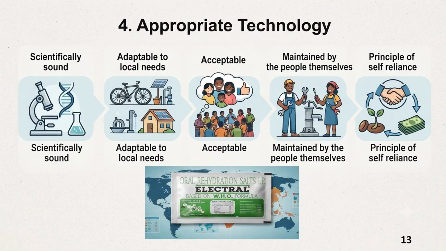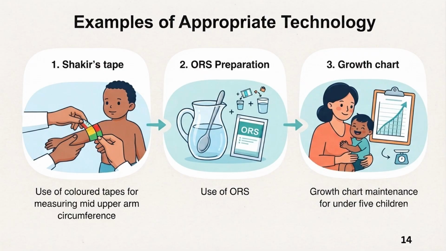Self-reliance means those people can follow that healthcare services without help from others. So that is self-reliance. We will discuss one example so that you will understand better. Shakir tape, ORS preparation, and growth charts are examples of appropriate technology. Shakir tape, we all know, measures the mid upper arm circumference in under 5 children. It has three colored zones: green, yellow, and red. Even markings will be there, showing how many centimeters.